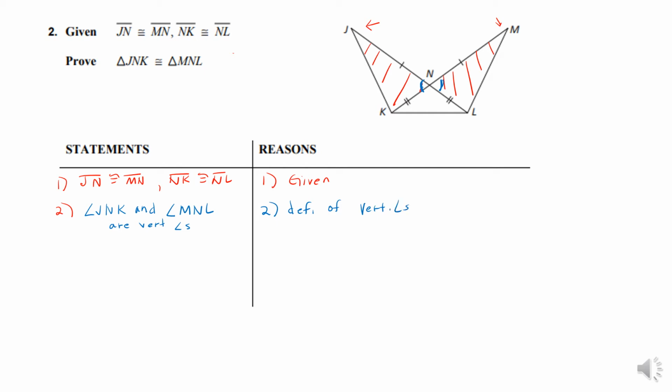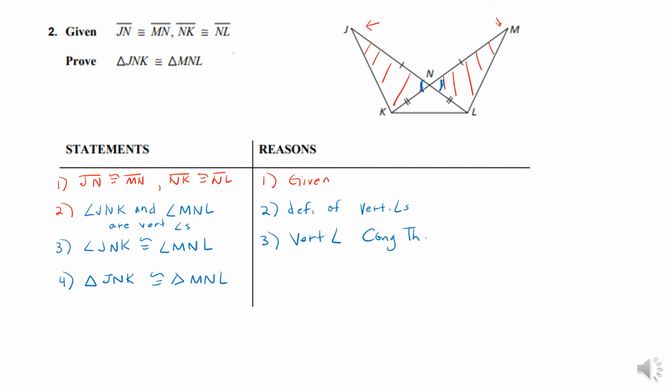Okay, then I'm going to go to number 3, and I'm going to say that they're congruent. Because now that I've shown that they are vertical angles, I can say that they are congruent by the vertical angle congruency theorem. Okay, so now if you look at this, look at your triangles, I've got a side, an angle, and a side. So I'm ready to go ahead and prove this. Triangle JNK is congruent to triangle MNL by the side angle side congruence theorem.